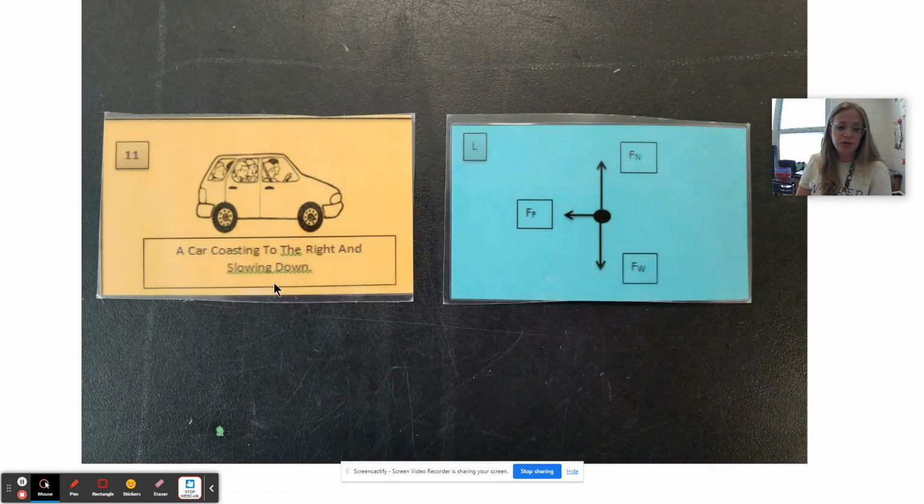Okay, a car coasting to the right and slowing down. So the car coasting means you're not hitting the gas or the accelerator. So you have no applied force here. Instead, you're just going to let the car slow down on its own. Well, because the car is touching the road, you'll have that friction force. And then again, you have normal force and weight. So friction force is only acting on this going to the left.